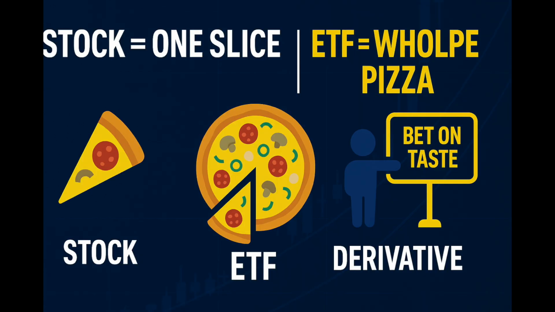Here is an example to make everything clear. Think of it like a pizza. A stock is one slice. An ETF is the whole pizza with different toppings, and a derivative is like betting on how the pizza will taste without actually eating it.